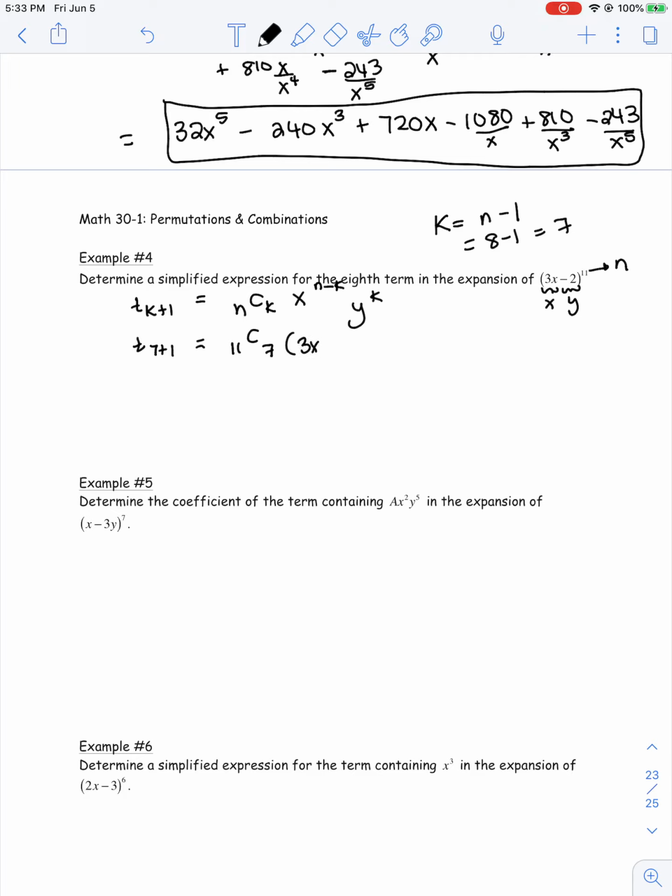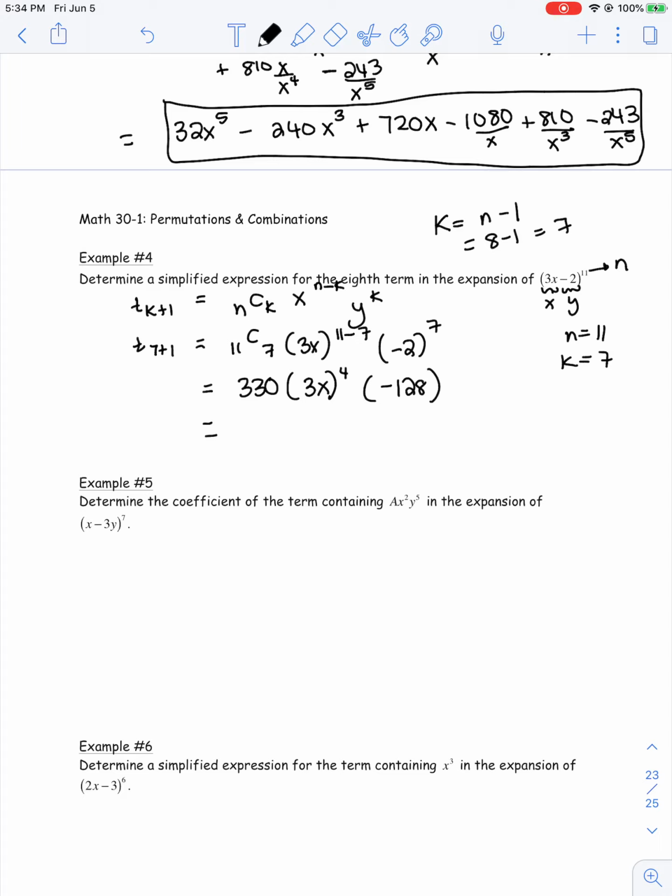Our x value we're going to replace with 3x to the power of n minus k. So remember, n is equal to 11, k is equal to 7. So 11 minus 7 is what we're trying to do to get that answer for the exponent. And then -2 is your y coordinate, and your k is 7. So this is what we need to simplify, and once we do, we will get the answer. So 11 choose 7 is actually 330. Then we have 3x to the power of 4. And -2 to the power of 7 is -128.